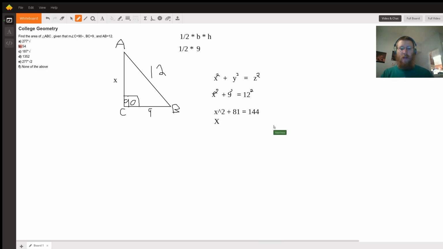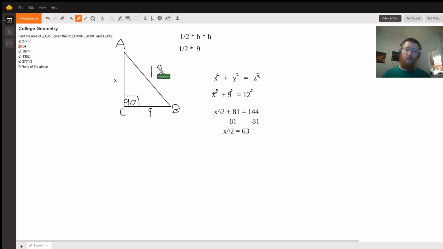So then we'd have here x squared. Well, subtract 81 from both sides. And we'll have x squared equals, so we take away 1 from the 4, that's 3. 14 minus 8, that's a 6, so 63. So then now we've got x squared equals 63.